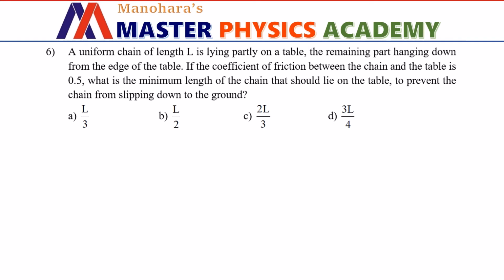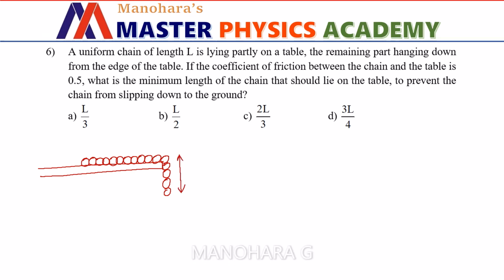Let us consider the diagram for the given situation. We do have a table and a chain is resting on the table with some part of the chain hanging down like this. It is given that the total length of the chain is capital L. Let us consider the part of the chain which is hanging is small l. Then the part of the chain that is resting on the table is going to be capital L minus small l, right?